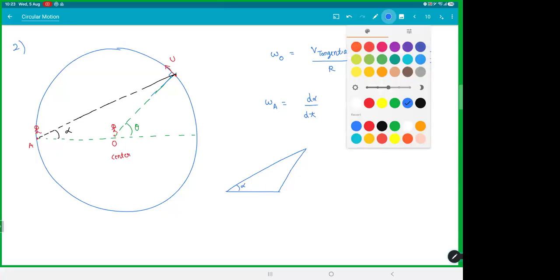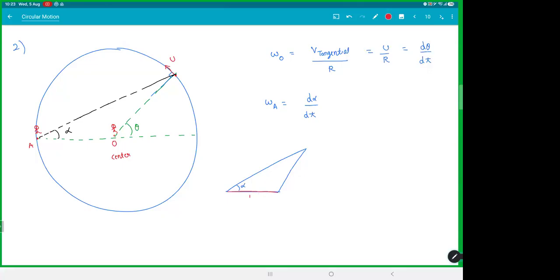If this is alpha, we can clearly see this is radius r. This is also radius r. This is an isosceles triangle, so this is also alpha. If this is theta, this is 180 minus theta. So the sum of the angles, 2 alpha plus 180 minus theta, must be equal to 180. So we get alpha is theta by 2. If I differentiate this, d alpha by dt is half of d theta by dt. So angular velocity as seen by A is half of u by r, which is half of the angular velocity of O.